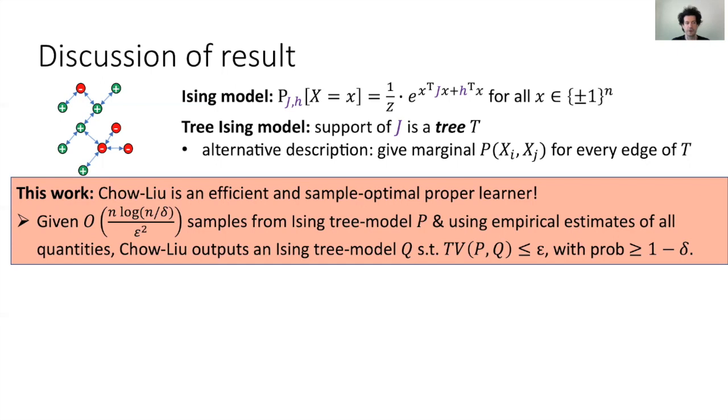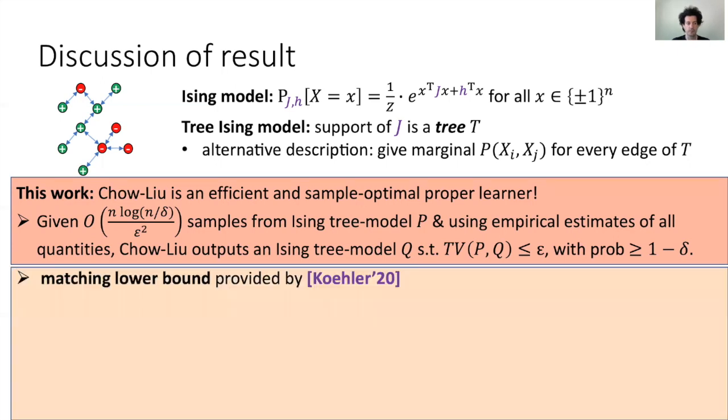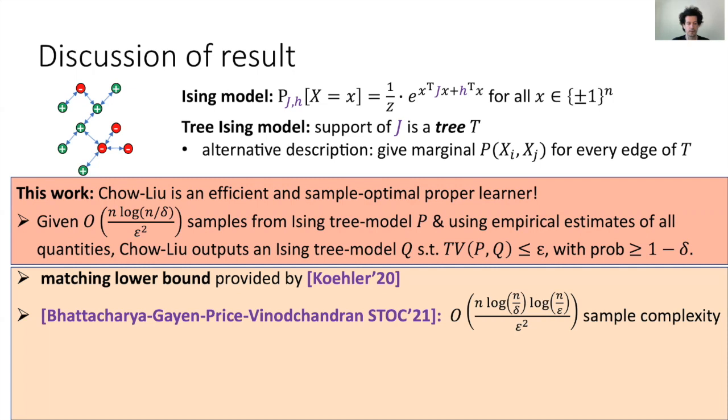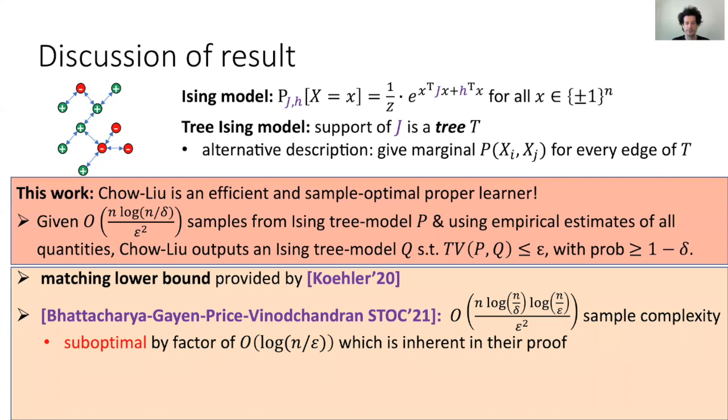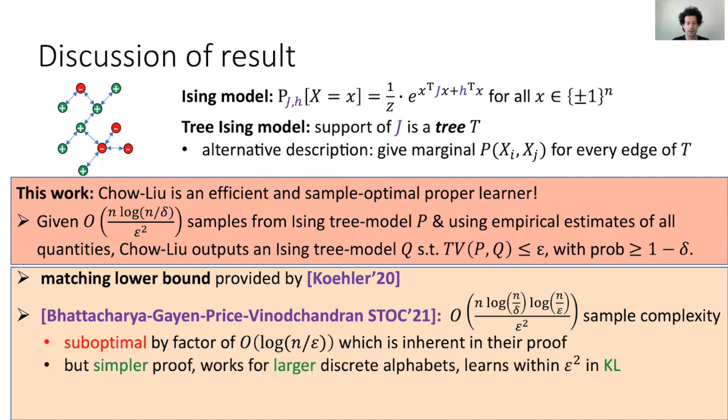We now provide a short discussion of our result and contributions. First, a matching lower bound to our upper bound was provided in an online manuscript by Frederic Koehler. Moreover, parallel work by Bhattacharyya et al. in the same conference has also provided an upper bound on the sample complexity required by Chow-Liu. This is suboptimal by a factor of log n over epsilon, which is inherent in their proof. However, their proof is simpler than ours, and it works for larger, discrete alphabets. And moreover, it learns the model within epsilon squared in KL, which implies epsilon in TV.